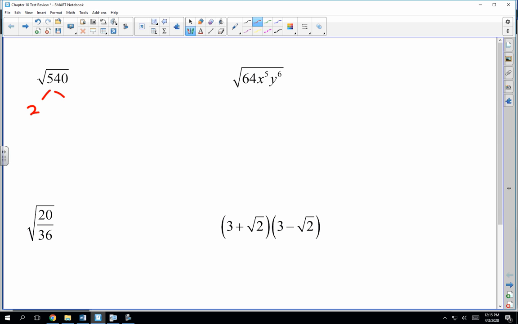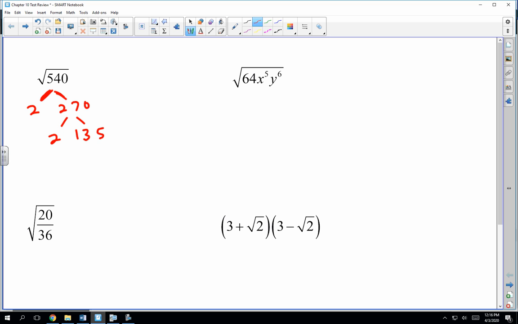So I have 2, and it was 270, and the 270 is 2 and 135. We don't want to lose any of these values. This is called a factor tree. These are like roots right here, and down at the bottom of this root, it's kind of terminated or ended here.